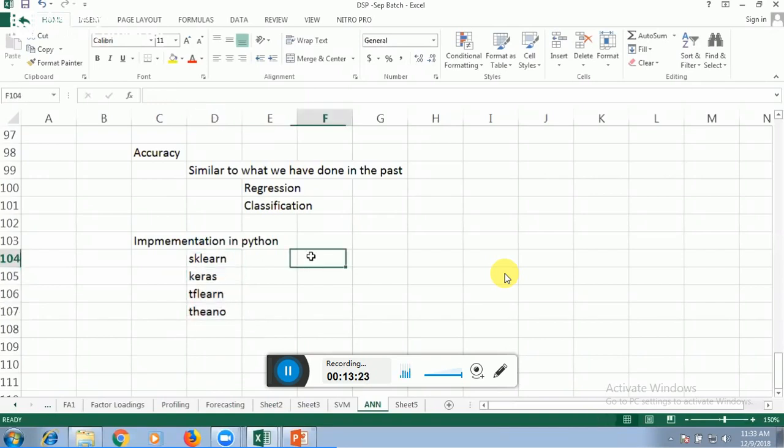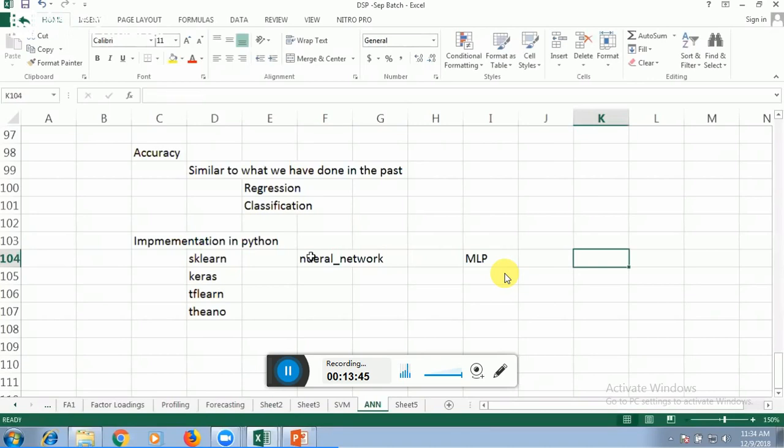But here we are using scikit-learn. Under that, neural network is the module you have. Under that, you have MLP. What is MLP? A multi-layer perceptron. So you will use this multi-layer perceptron to design the neural network.